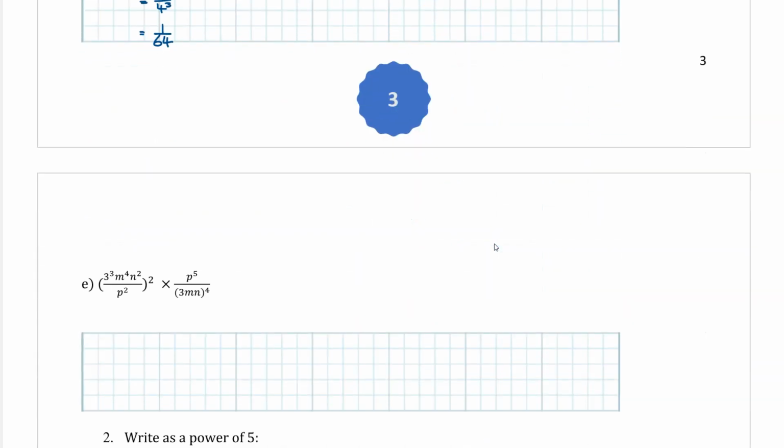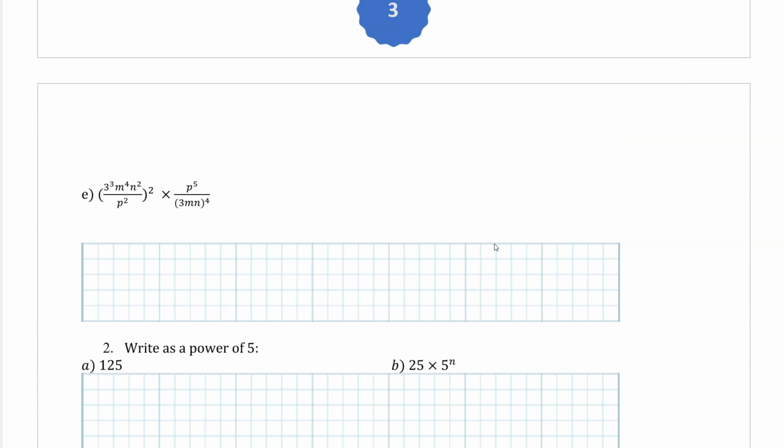Now going down, we've got a few more examples, but it gets a little bit trickier. All right, example E, it now starts to get a little bit trickier in that we've got many factors in the numerator and denominator that we must deal with. But the first thing we're going to do with this sort of question is we have to first deal with the parentheses. So everything inside here raised to the power of 2, and everything on the bottom right of this expression, so 3mn to the power of 4. So we'll get rid of the parentheses first.